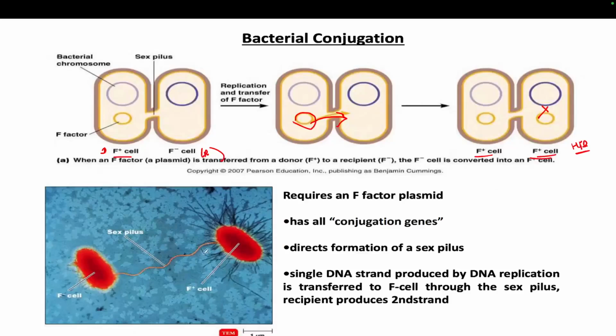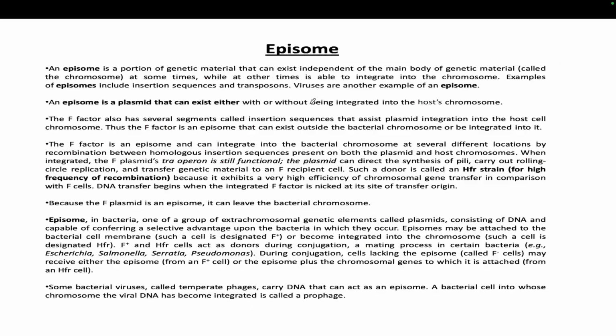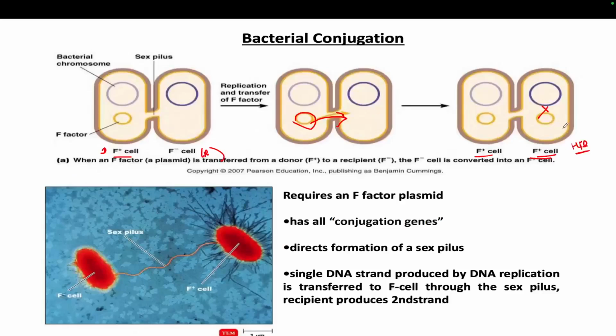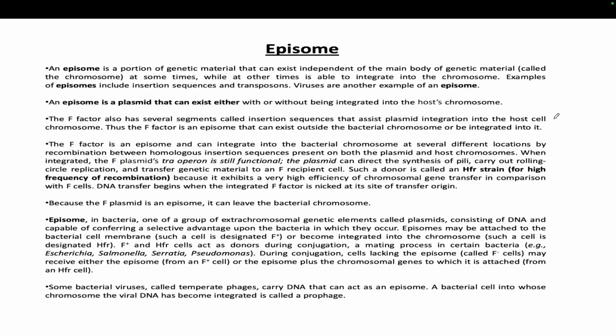So the conjugation tube will be formed because of the presence of the F factor. An episome is a kind of F factor with a replicating unit. It is the portion of genetic material that can exist independent of the main body of genetic material at some times, while at other times it is able to integrate into the chromosome, like the F factor, which can be present as a separate unit or integrated into the main bacterial chromosome. So we can consider the F factor a kind of episome. When it is integrated, it is called the HFR strain.